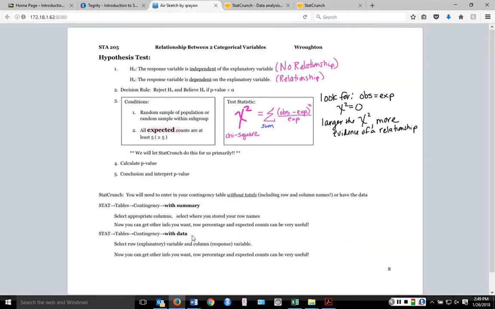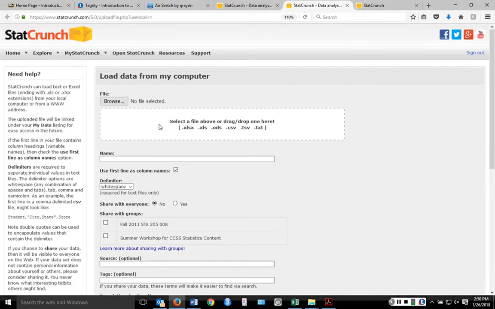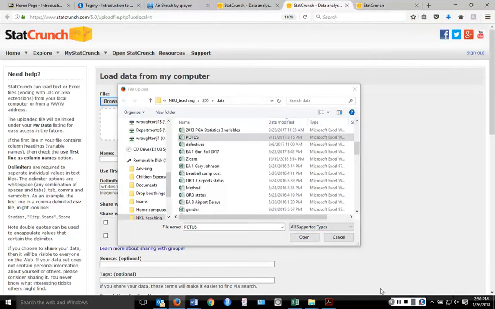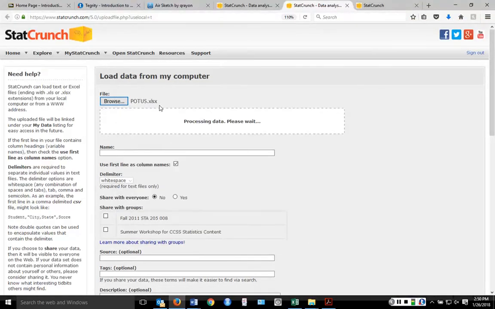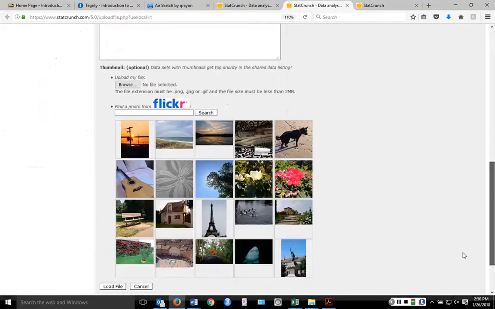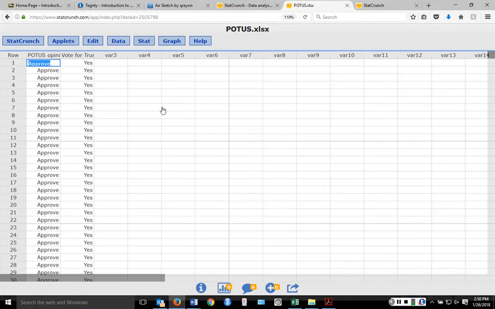The other option is when you actually have the data. So the first thing I'm going to do is locate my data and upload it here. So I found my president data set. It'll show me a little bit about what it looks like when I bring it in. Let's hit my load file. So in comes the data.